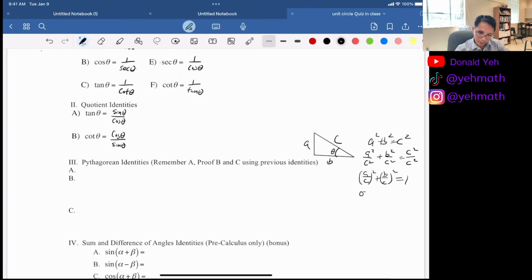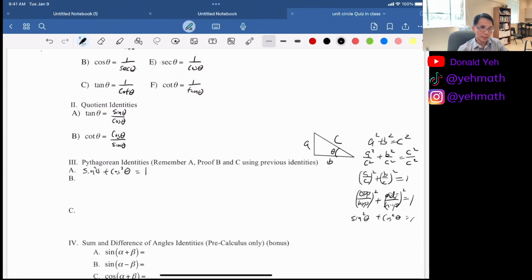So that becomes a new identity, because this is the theta. A is the opposite. So it's opposite over hypotenuse squared, plus the adjacent over hypotenuse squared, and that's equal to 1. You got it so far? Yeah. And that becomes sine squared theta plus cosine squared theta equal to 1. That's the first identity from geometry transformed to trigonometry.